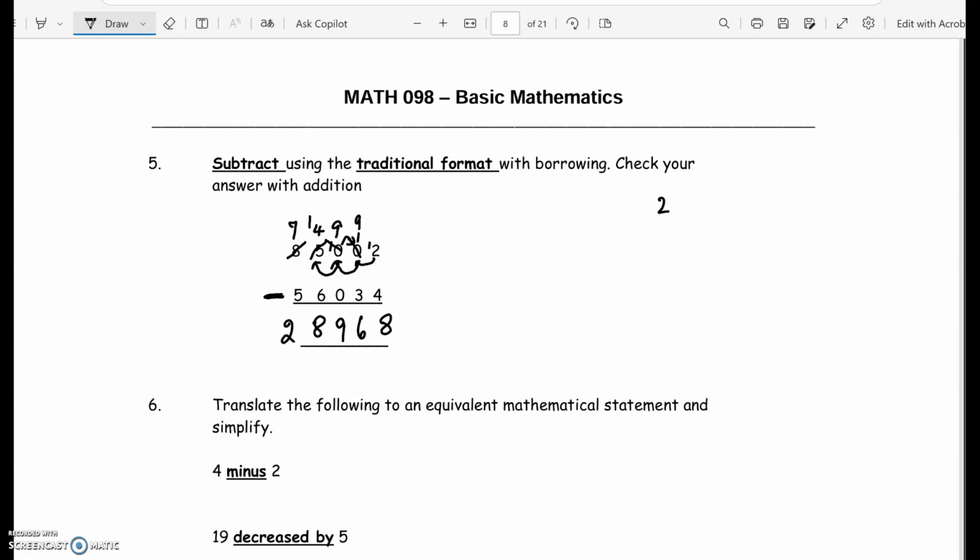So our answer is 28968. So let's put our commas, count in threes starting from the right. It's 28,968.